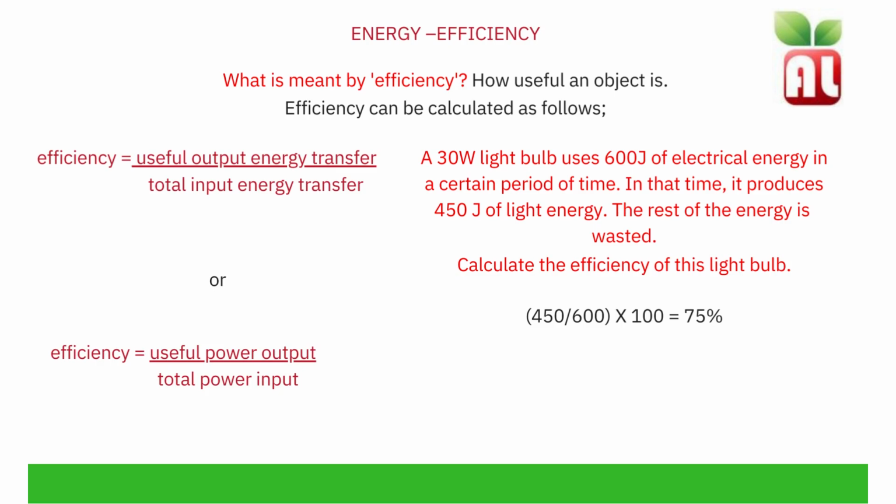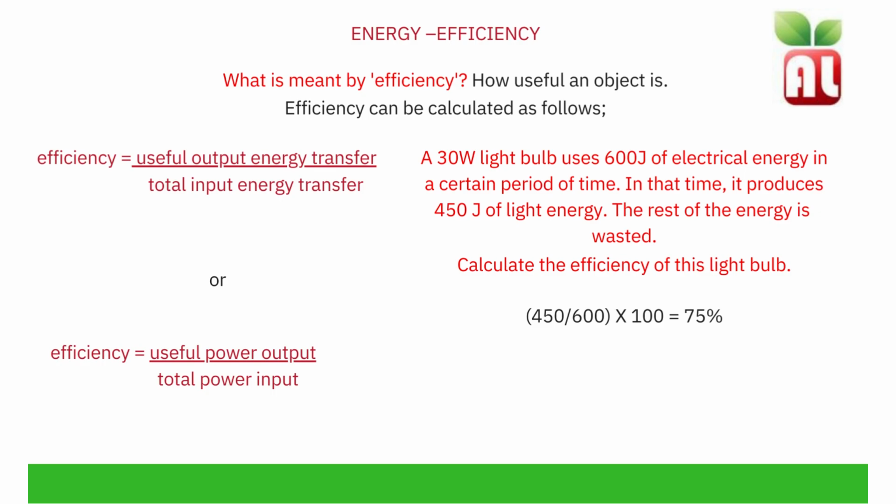Efficiency. Efficiency is defined as how useful an object is. Efficiency can be calculated as follows: the useful output energy transfer divided by the total input energy transfer, or the useful power output divided by the total input. These equations are not given on the physics equation sheet.